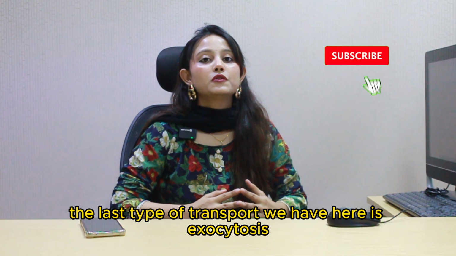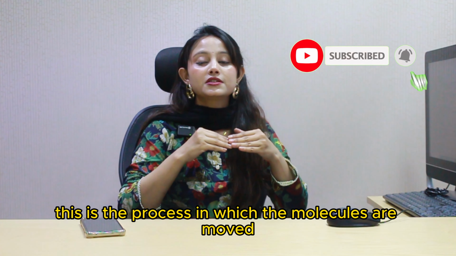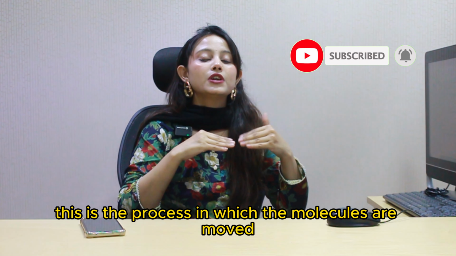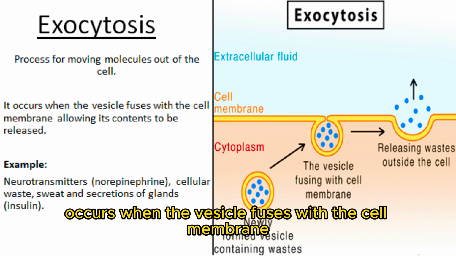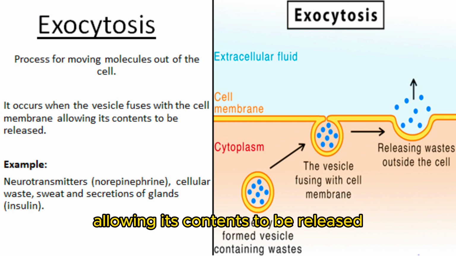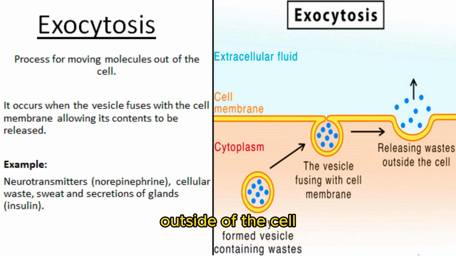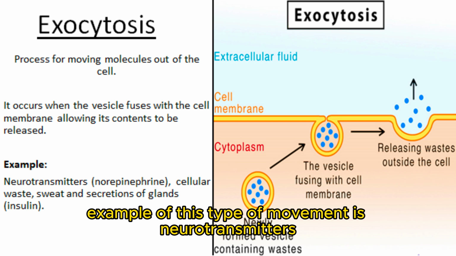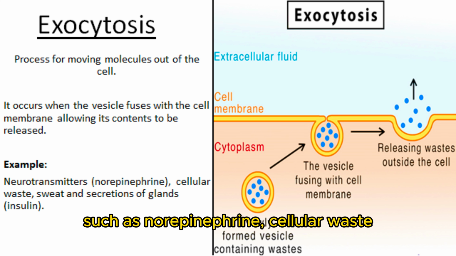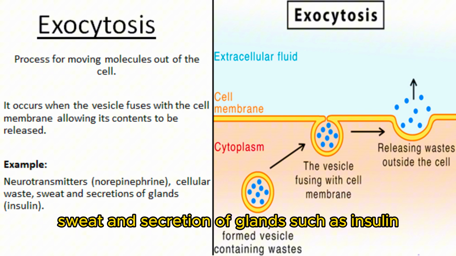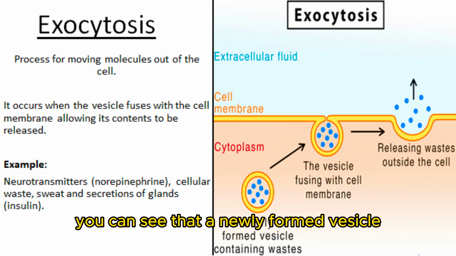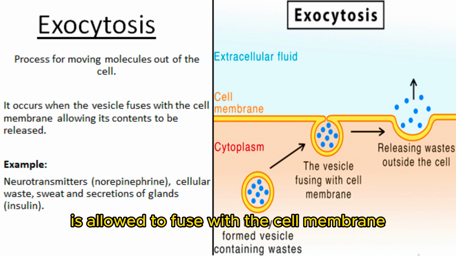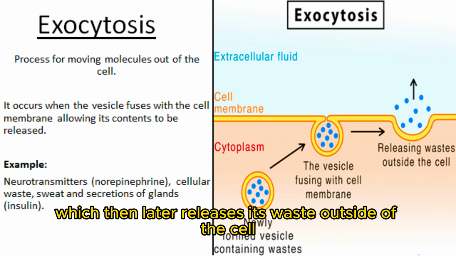The last type of transport we have here is exocytosis. Now, this is the process in which the molecules are moved outside of the cell, since exo means out. It occurs when the vesicle fuses with the cell membrane, allowing its contents to be released outside of the cell. Examples of this type of movement are neurotransmitters such as norepinephrine, cellular waste, sweat, and secretions of glands such as insulin. Now from the picture you can see that a newly formed vesicle that contains waste fuses with the cell membrane, which then later releases its waste outside of the cell.